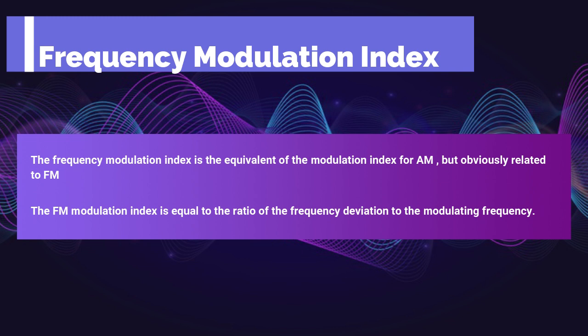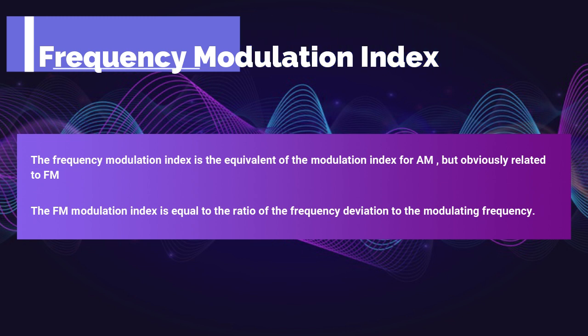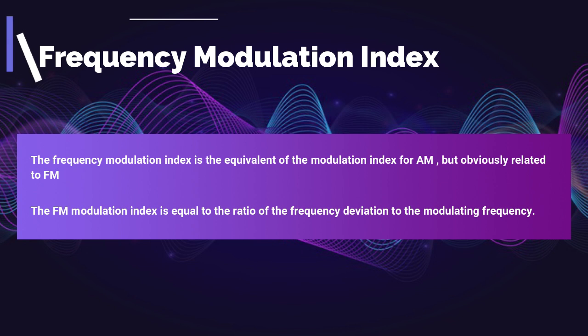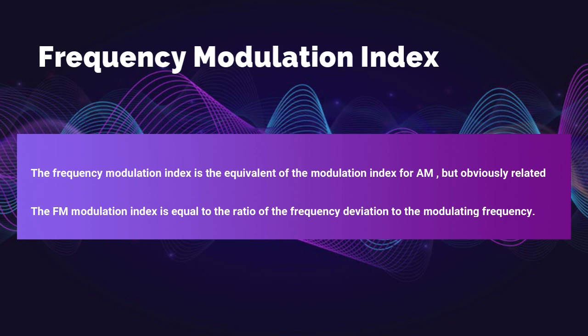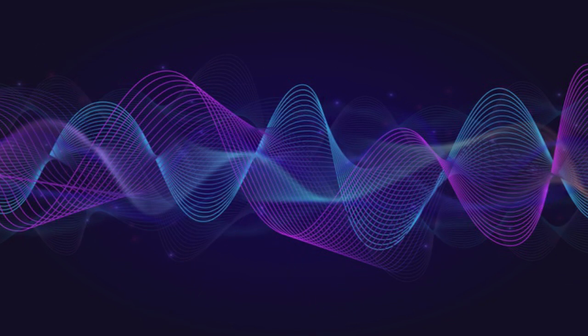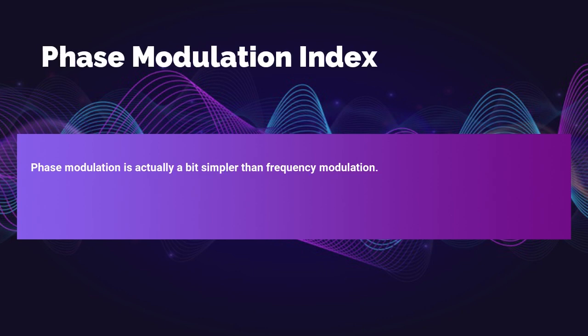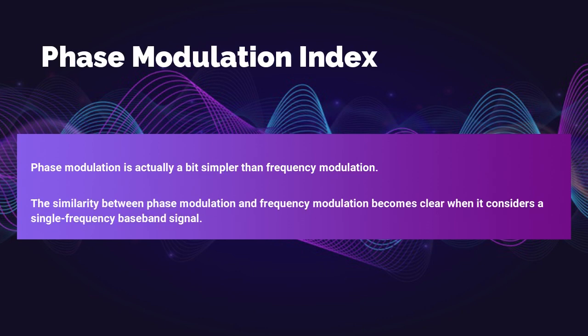To give an example of the FM modulation index, take the example where a signal has a deviation of 5 kHz and the modulating frequency is 1 kHz. Then the modulation index for this particular instance is 5 over 1 equals 5. Similarly, if the deviation is 10 kHz and the modulating frequency is 2 kHz, then this also has a modulation index of 5.